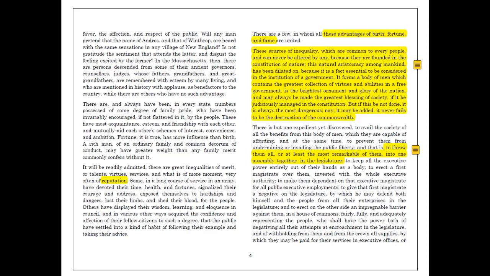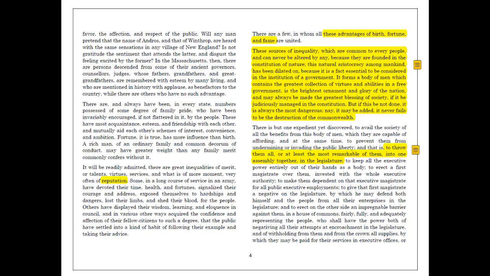So this group is distinct not simply because they are rich. They are rich because they are the best people in society. They are the natural aristocracy. In the summarizing paragraph highlighted on the right-hand column of 4: these sources of inequality, which are common to every people and can never be altered by any, because they are founded in the constitution of nature.